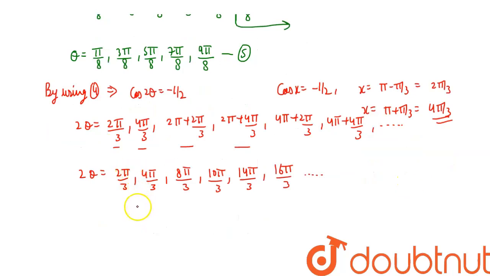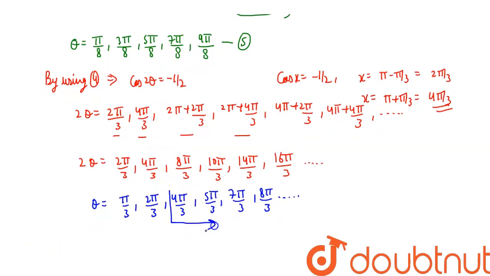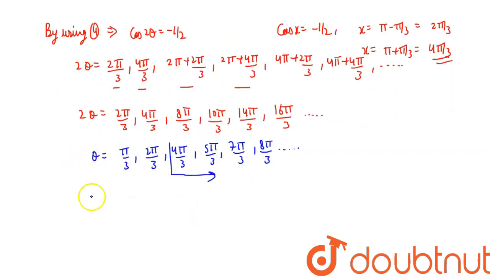So now from this we can find the value of theta. Here theta would be pi by 3, 2 pi by 3, 4 pi by 3, 5 pi by 3, 7 pi by 3, and 8 pi by 3, like this, and so on. Now we can clearly see that these solutions are greater than pi, so they will be useless. So from this second result we only get the value of theta as pi by 3 and 2 pi by 3. That's it. So this is the second result which we have got.